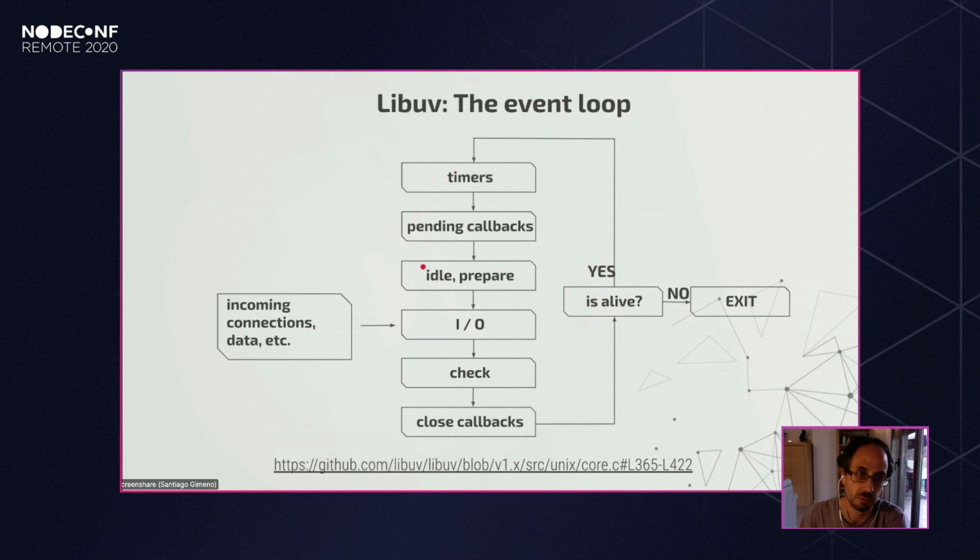Then we will go to the idle and prepare handle callbacks, if any. In the input-output phase, we check for the event provider tracking activity, and this could be either, for example, incoming connections to be accepted, incoming data to be read, etc. Then we'll call any check handle callbacks if any was set, and finally we'll call the close callbacks. Anyway, if you want to check how this is really implemented, I have added a link to the implementation of the uv_run method for the Linuxes, which is very easy to follow and will probably make the things clear.